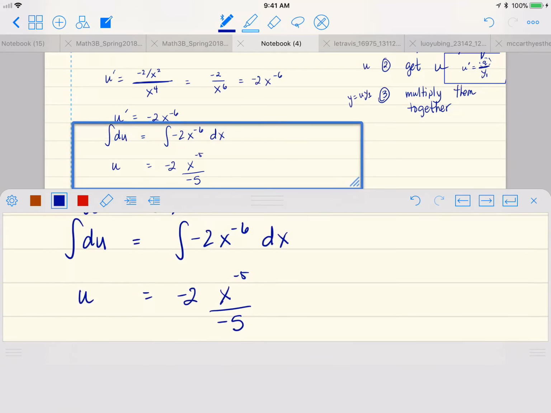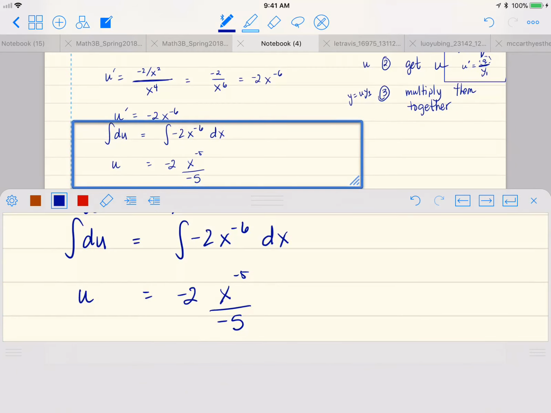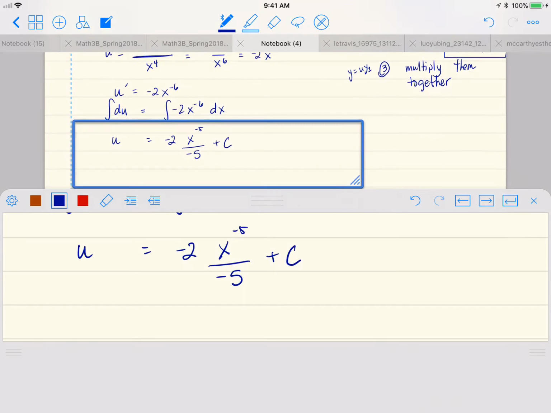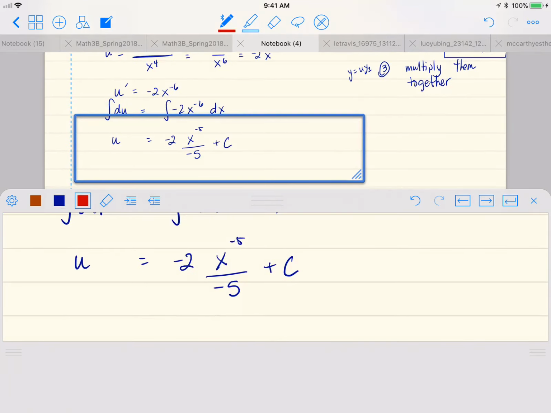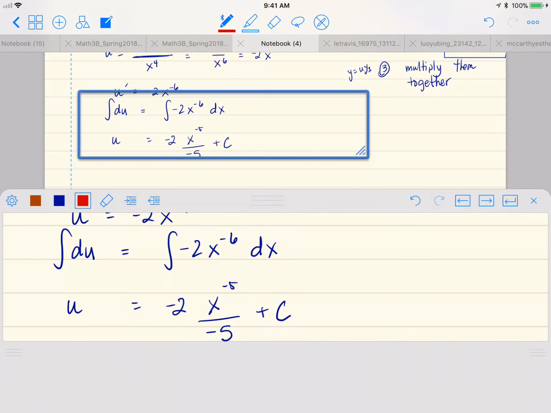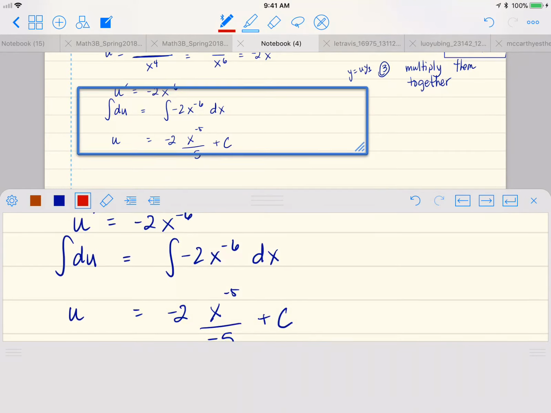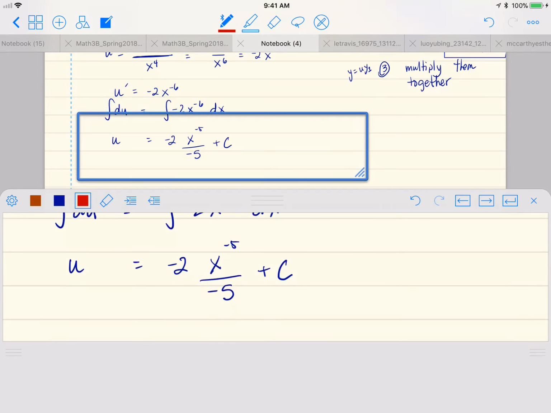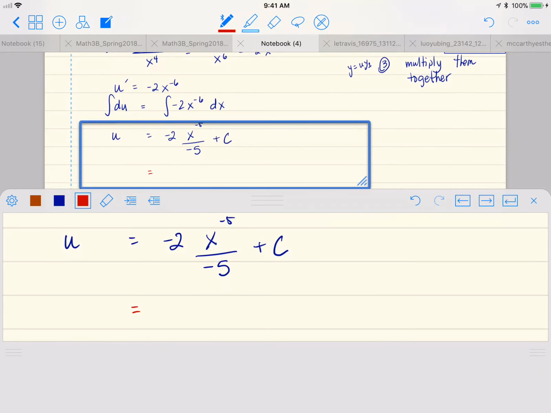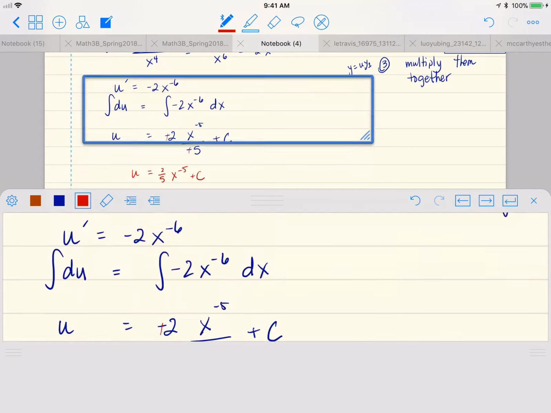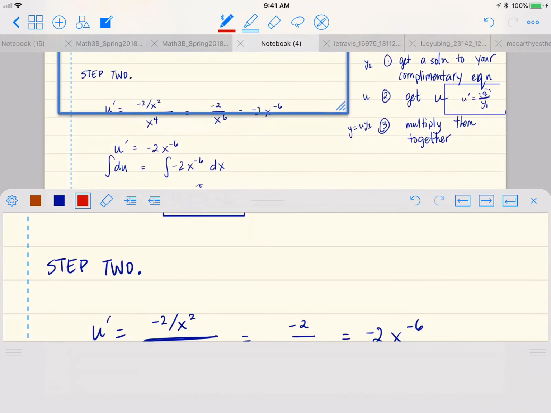So what did I use? I used some basic integration rules, right, to figure this out. So make sure that you are practicing and beefing up on your integration skills, right? Because you don't want to get tripped up over integrating a rational function. Okay, so we're going to have u is equal to the negative 2 and negative 5. The negatives cancel out, so I'll have 2/5 x to the negative 5 plus a constant. So I'll use that as my result of step 2.